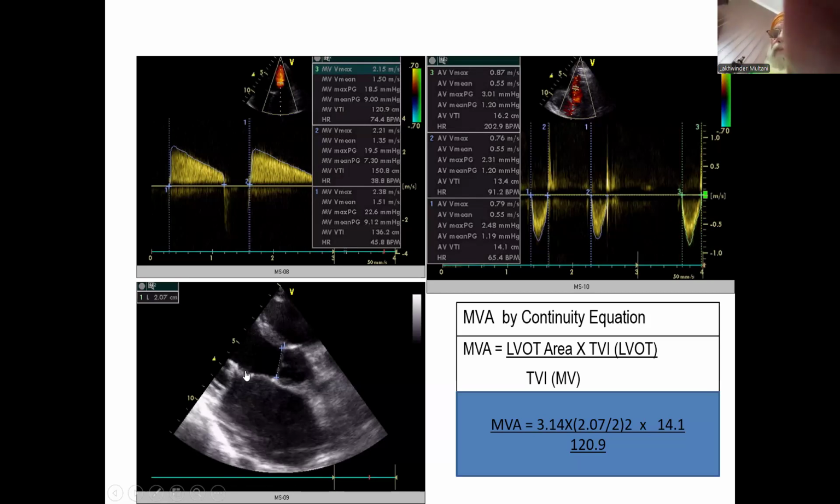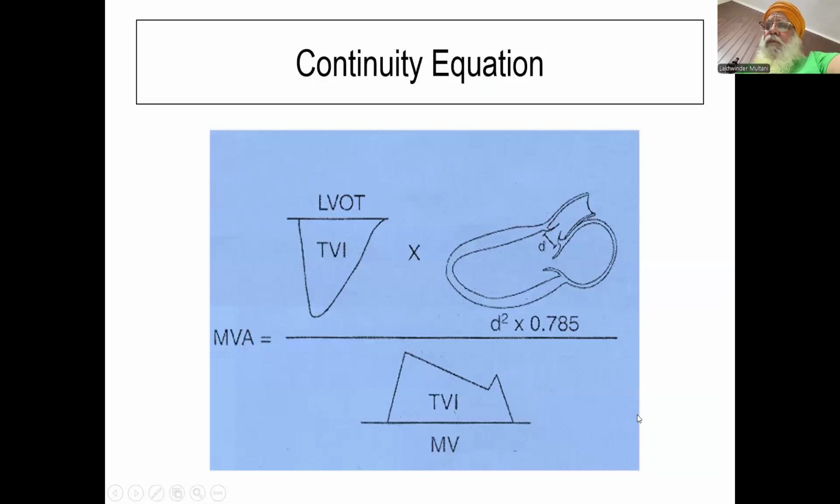Now, how do we get the area? If I have this annulus diameter, which I mentioned, or I have a VTI, I divide the aortic valve stroke volume by the mitral valve VTI to get the mitral valve area by the continuity equation. I'll repeat it again. Whatever blood is flowing through the mitral valve has to flow through the LVOT, in the absence of mitral regurgitation, aortic regurgitation or aortic stenosis.